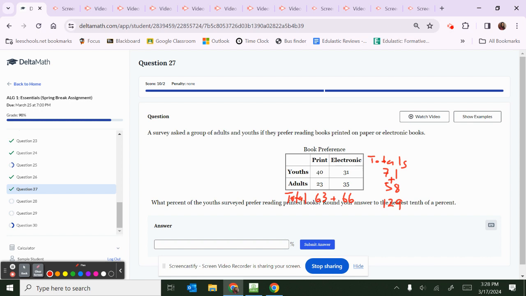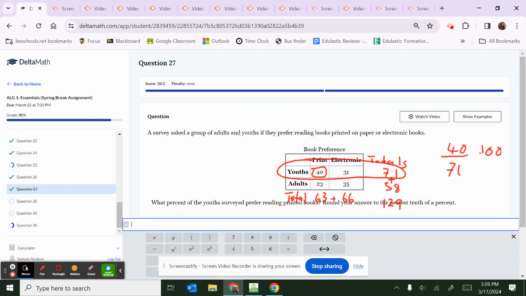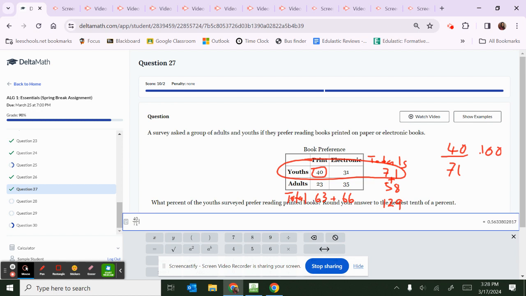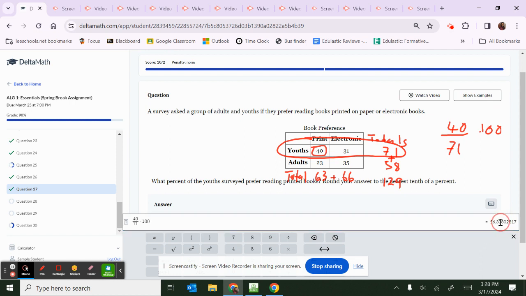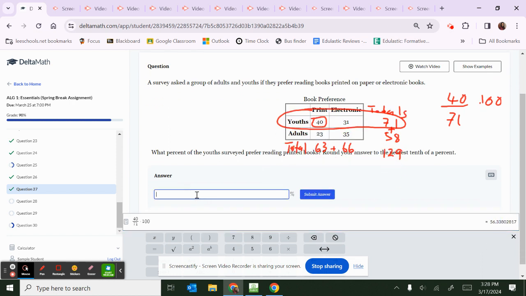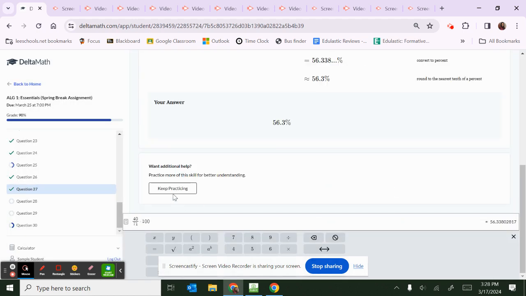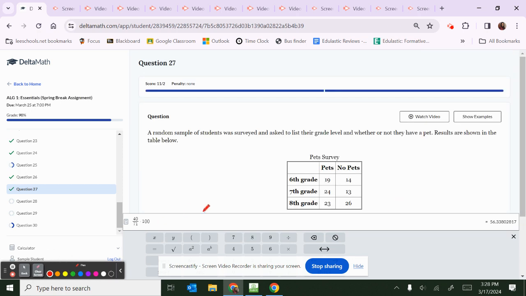Okay. So it says we're looking at the percentage of youths who prefer reading, so we're focused on youths, and prefer reading printed, okay? So we're looking at that 40 out of 71 times 100. So I'm gonna go ahead and plug this in my calculator. So 40 over 71 multiplied by 100. So I get 56.33. Because the second 3 is not 5 or larger, it would just be 56.3. All right. So again, guys, the more you practice, the better you'll get at this. And I'm telling you, you want to get better at this.